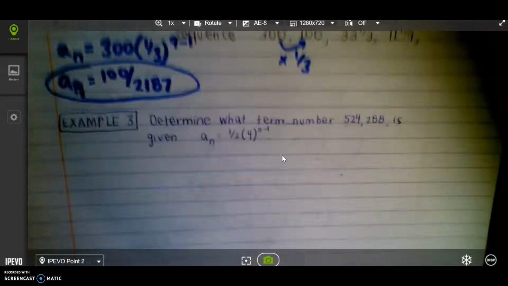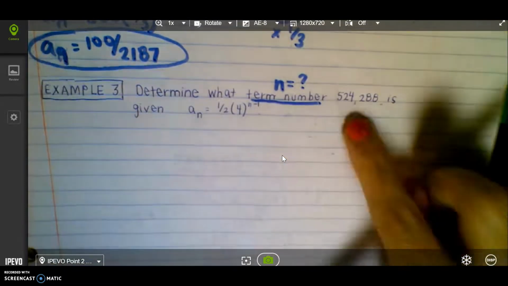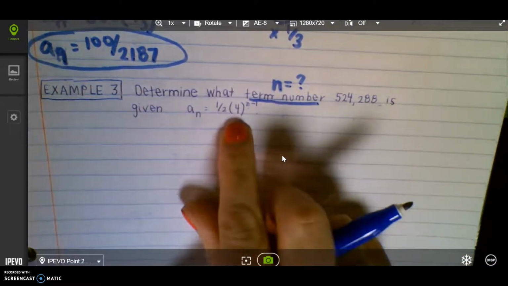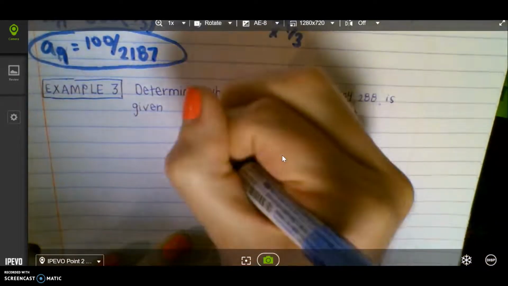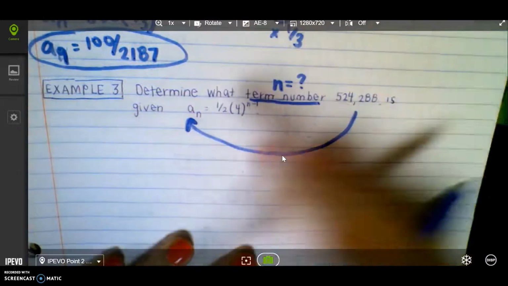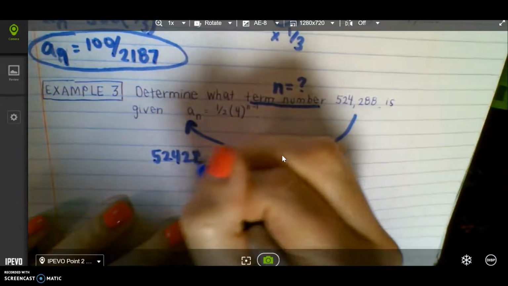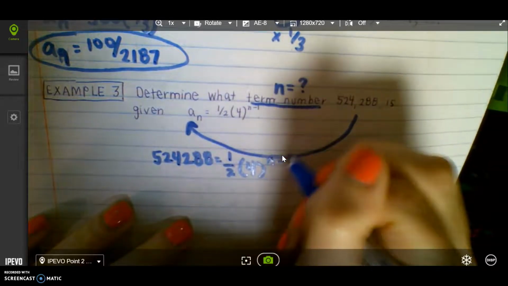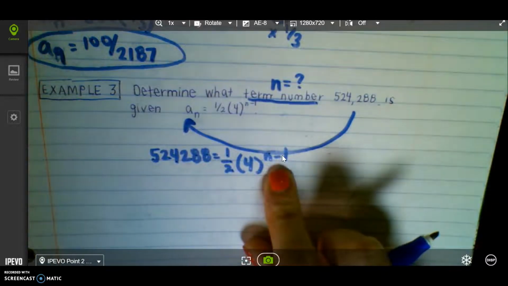Last example, determine what term number, so we don't know n yet, 524,288 is, given a sub n equals 1/2 times 4 to the n minus 1. So we're going to input this large number in for a sub n and then solve for n. So we have 524,288 equals 1/2 times 4 to the n minus 1. And I'm noticing this is an exponential equation. I'm solving for n, it's in the exponent. I'm going to have to use logs, yay, to solve for n. So here's how we do it.